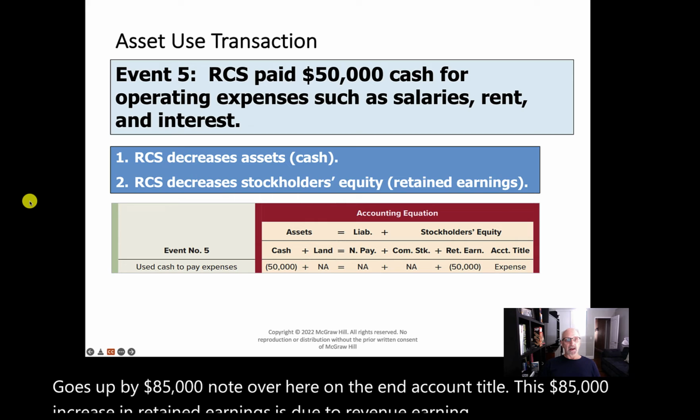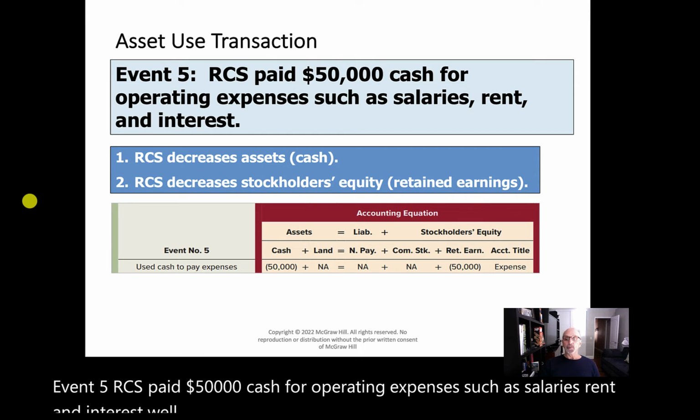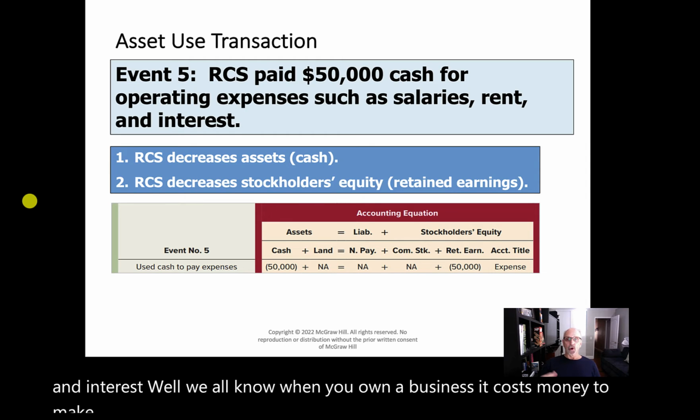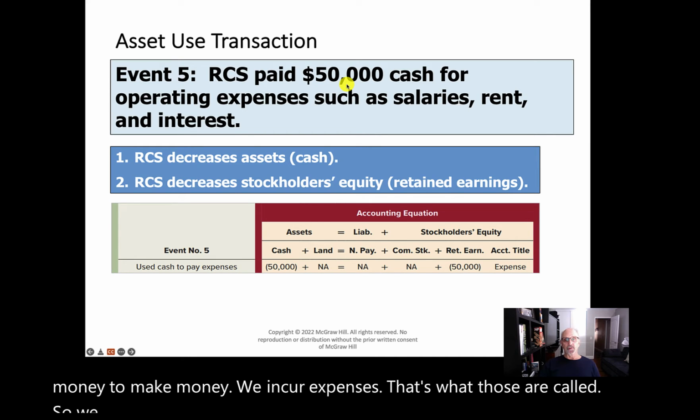Event number 5, RCS paid $50,000 cash for operating expenses such as salaries, rent, and interest. Well, we all know when you own a business, it costs money to make money. We incur expenses. That's what those are called. So we incurred $50,000 of expenses here. Since we paid for them, cash goes down $50,000.